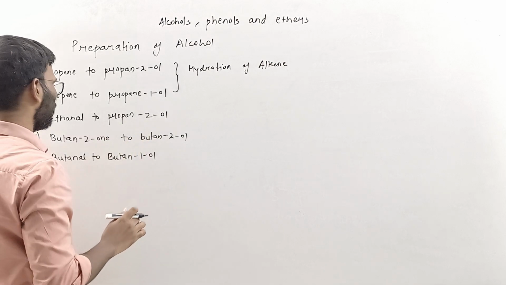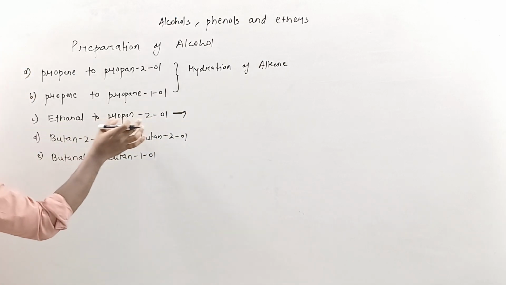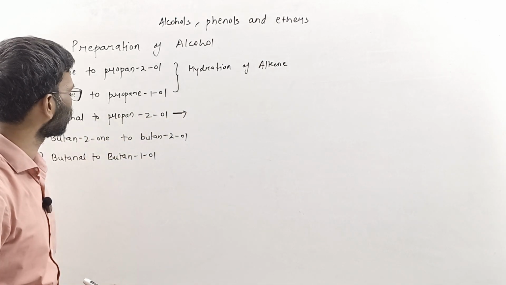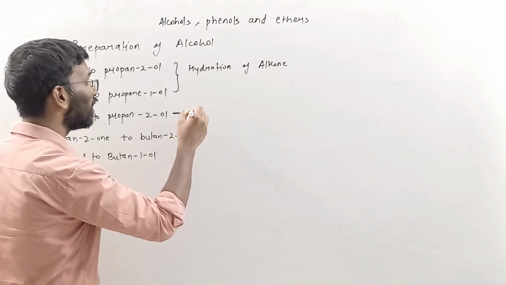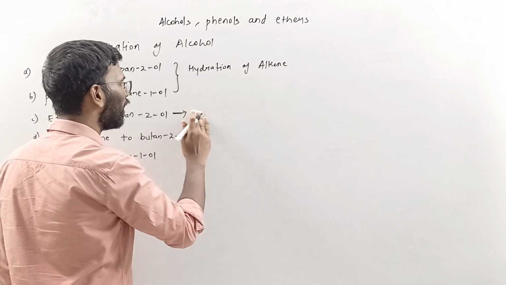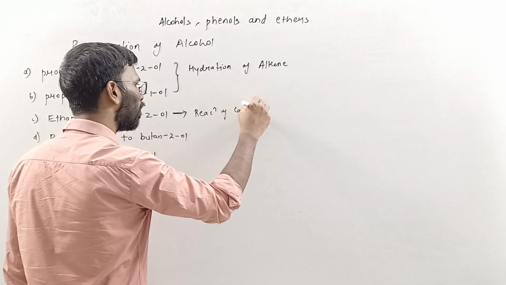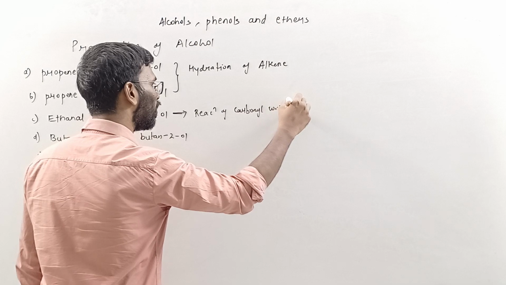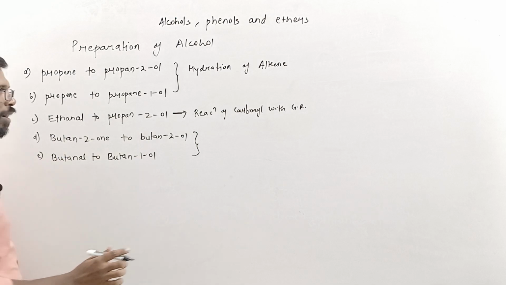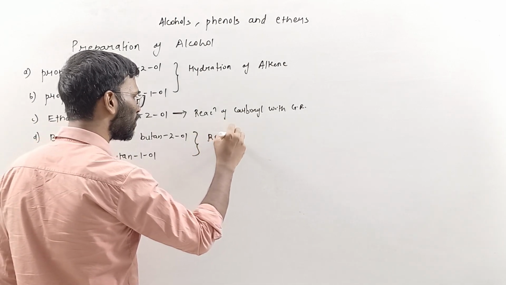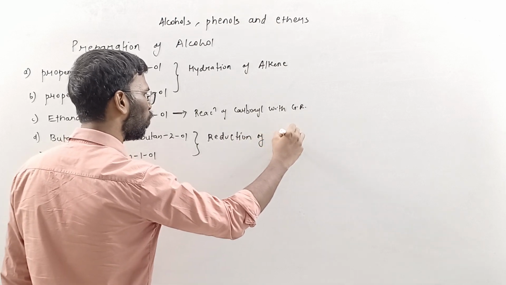Then this category over here, ethanal getting converted to propan-2-ol, is the Grignard reagent reaction, the reaction of carbonyl with Grignard reagent. And these two, ketone changing to secondary alcohol, this is reduction. Both reactions come under the category of reduction of carbonyls.